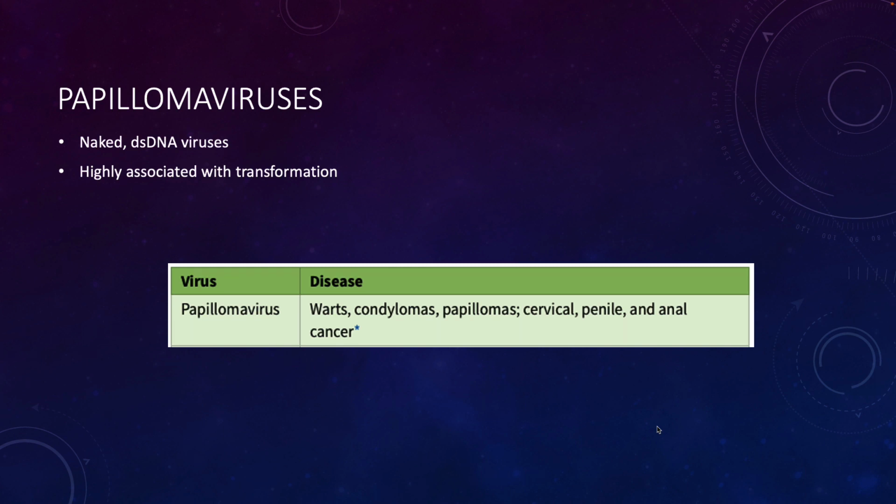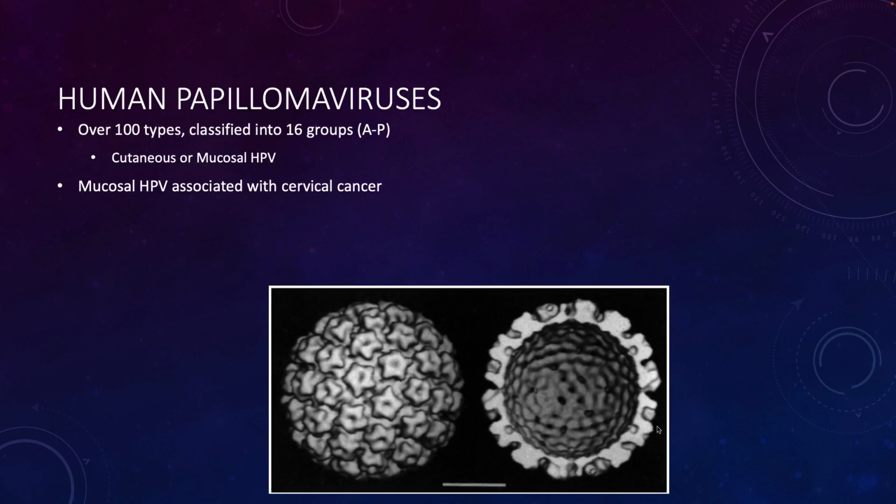Papillomaviruses are naked, double-stranded DNA viruses, and they are highly associated with transformation, cancer. Papillomaviruses are highly associated with cervical, penile, anal, and cancers of the oropharynx. There are over 100 types of human papillomaviruses. There are papillomaviruses that infect other animals as well. I just saw a picture of a cow with a bovine papillomavirus. So, they're a relatively prolific family of viruses, but the ones that infect humans tend to only infect humans.